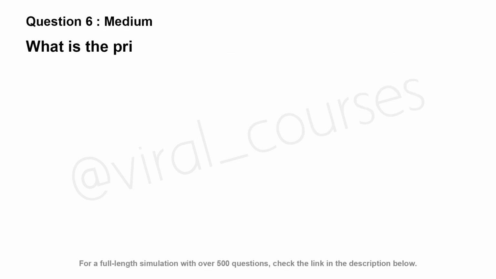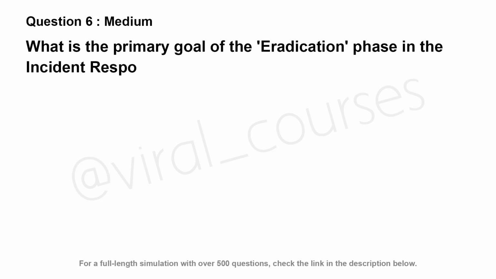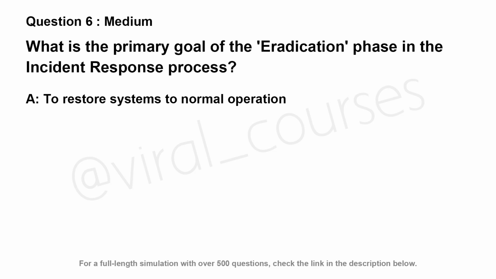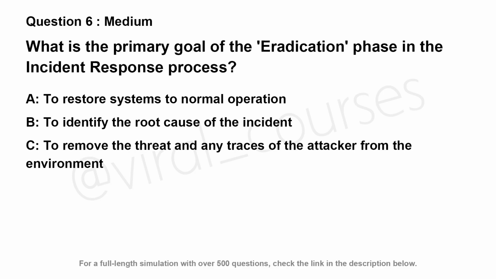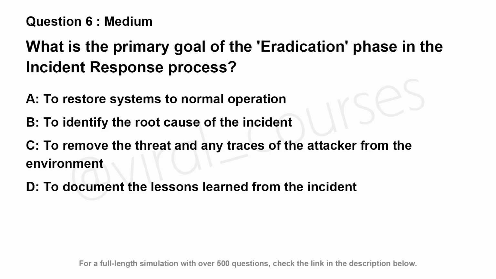What is the primary goal of the eradication phase in the incident response process? Option A. To restore systems to normal operation. Option B. To identify the root cause of the incident. Option C. To remove the threat and any traces of the attacker from the environment. Option D. To document the lessons learned from the incident.